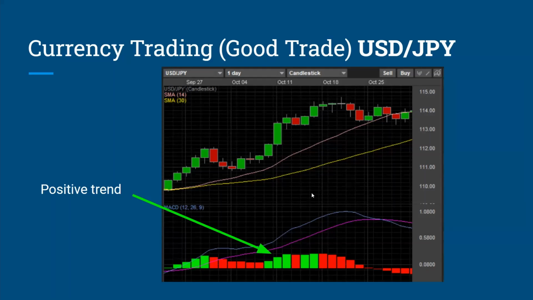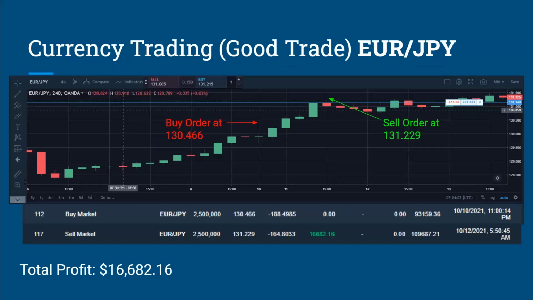For the technical indicators, we mostly use the moving average and the MACD to decide when to sell and buy. And so for the US dollar and Japanese yen trade, we took a look at the MACD indicator, which showed an increase in the difference between the slow and fast moving line. So as you can see here, there's a positive trend starting to happen. But once we saw that the trend wasn't continuing and it actually started to level off, that's when we decided to sell.